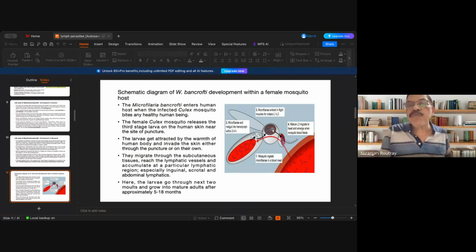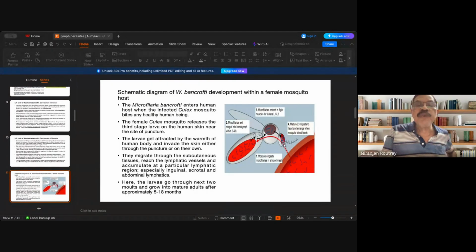This is the thorax, okay? This is the head. So some develop, they move into the thorax or the wing muscles, and some development occurs here. That is the development up to the third larval stage, and then after maturation, they will enter into the salivary glands, which is present in the head region, and ready to be infected.